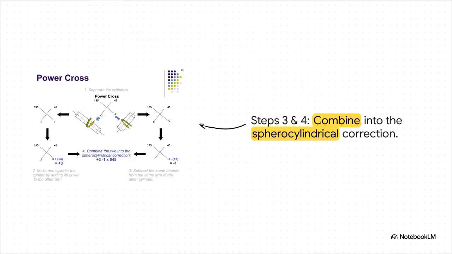All right, bringing it home with steps 3 and 4. Because you just magically added +3 to the system to make your sphere, you have to keep the optics perfectly in balance. You can't just invent power. So you must subtract that exact same +3 amount from the other cylinder's corresponding arm. Since the other arm had a +2, you subtract 3, which leaves you with a -1. Finally, you combine them. Your base sphere was +3, and your remaining cylinder is -1 at axis 045. Voila! Your final spherocylindrical correction is +3, -1, axis 045.